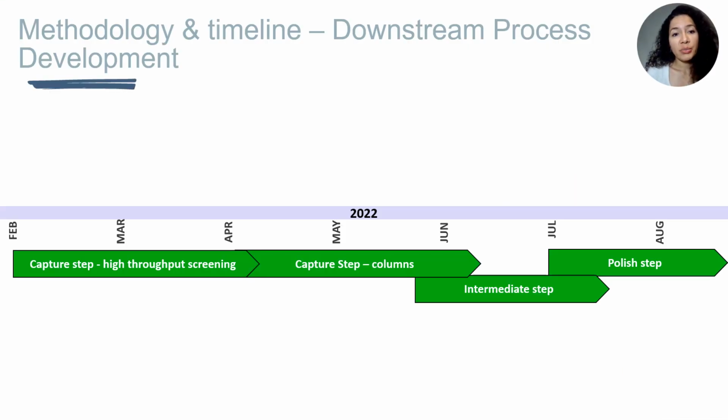Once the analytical methods were established, the development of the downstream process started, going from the optimization of the capture step, which happened using the high-throughput screening in 96 well plates and in columns, followed by optimization of the intermediate step, and finally the polish step. All that was completed in only 6 months.